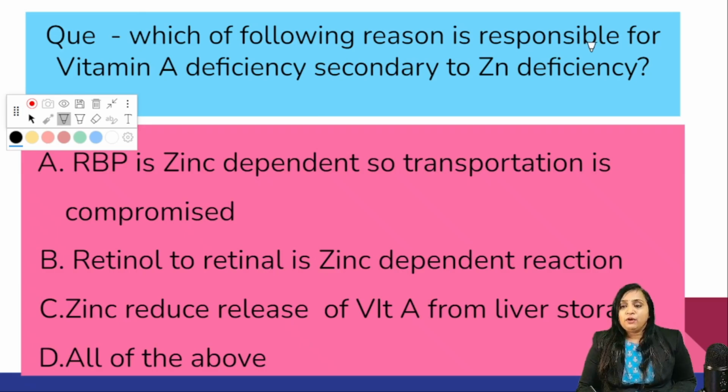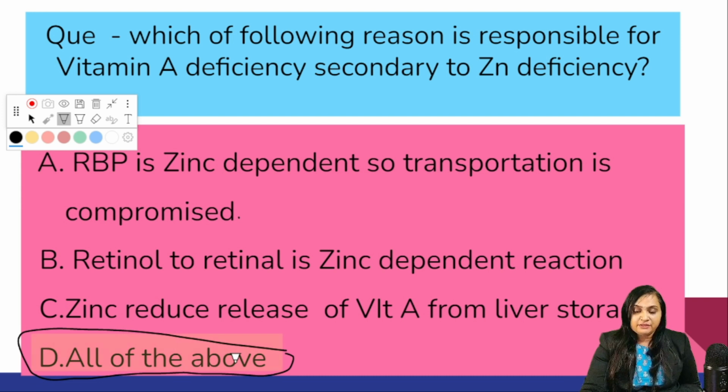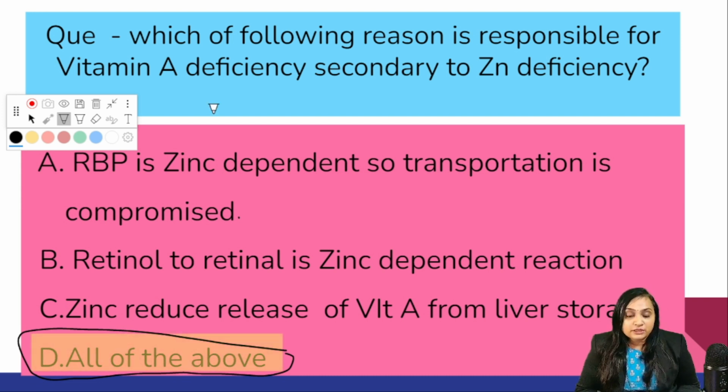Which of the following reasons is responsible for vitamin A deficiency secondary to zinc deficiency? RBP is zinc dependent, so transportation is compromised. Retinol to retinal is a zinc dependent reaction. Zinc reduces release of vitamin A from liver storage. Actually, all of these three lead to secondary vitamin A deficiency. Retinol binding protein is also zinc dependent. The conversion of retinol to retinal is also zinc dependent, and zinc reduces the release from the liver.